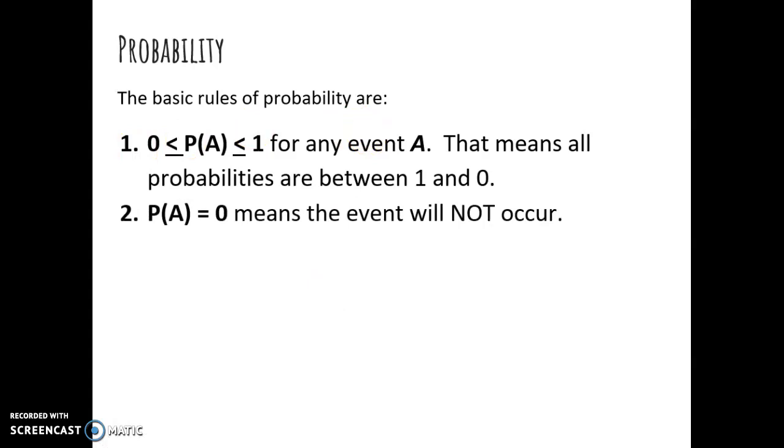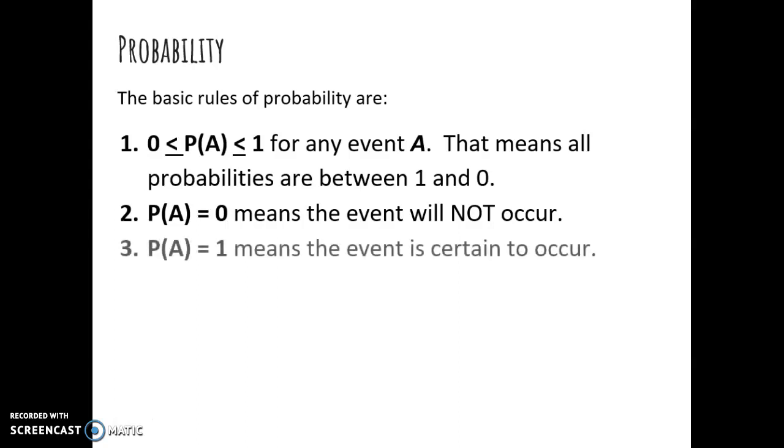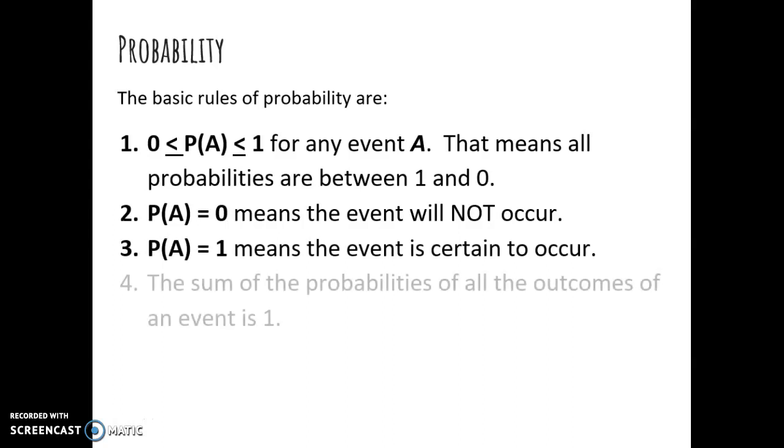If you did have a probability equal to 0, it just means that the event will not occur. It's not possible. Probability of an event equaling 1 means that the event is certain to occur. It definitely will. And then the sum of the probabilities of all the outcomes of an event is 1.